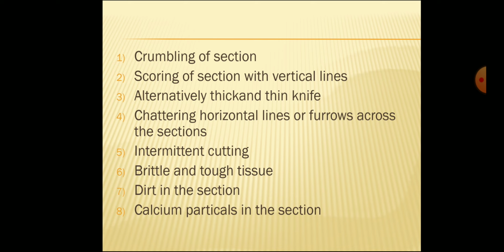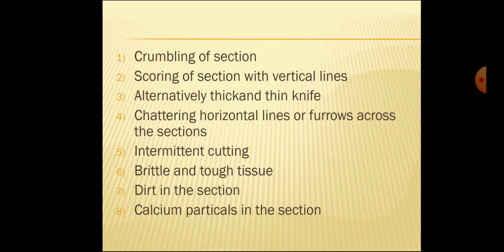The next problem in section cutting is dirt in the sections. This problem occurs due to dirt present in the paraffin wax. So pure, dirt-free paraffin wax should be used. If the wax has dirt or dust particles, then clean it first, then use it and remove this problem.